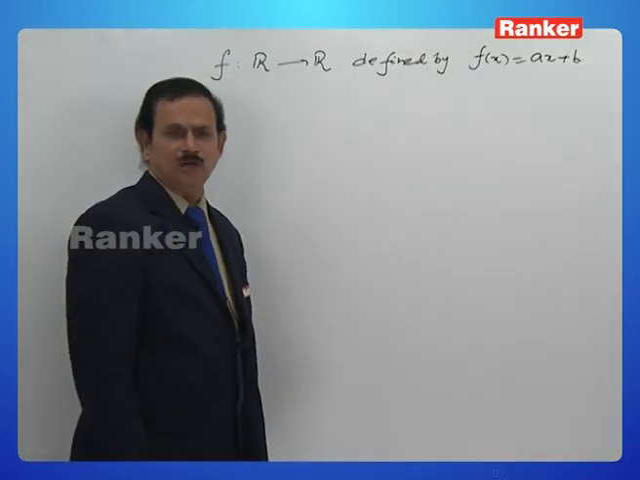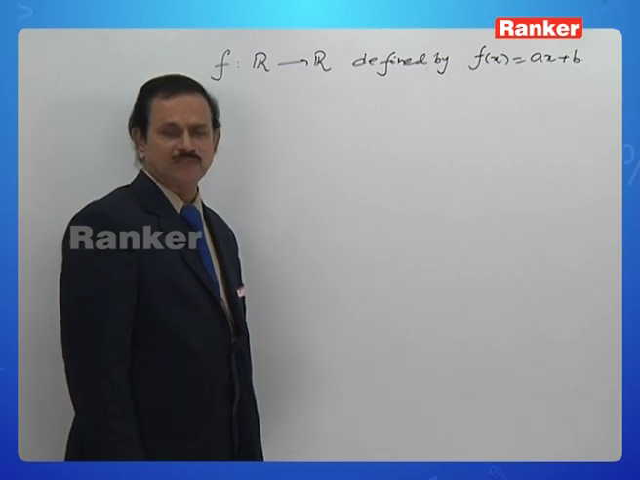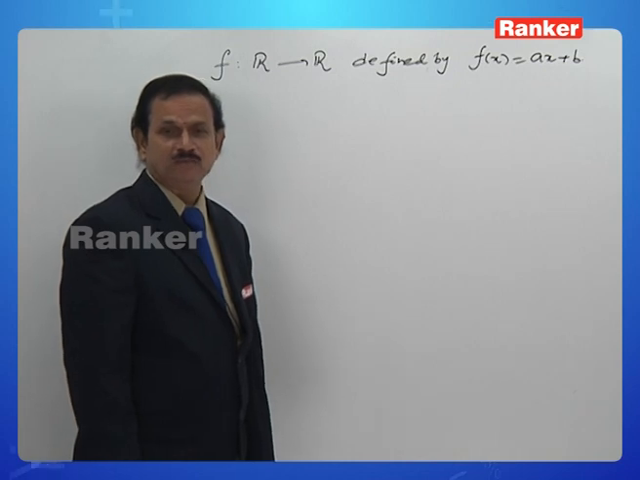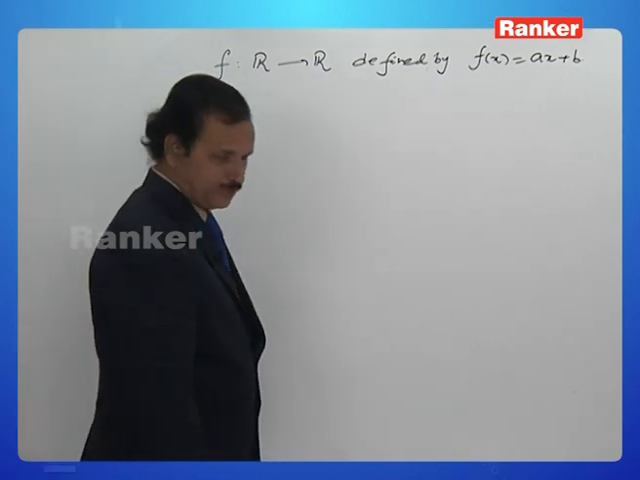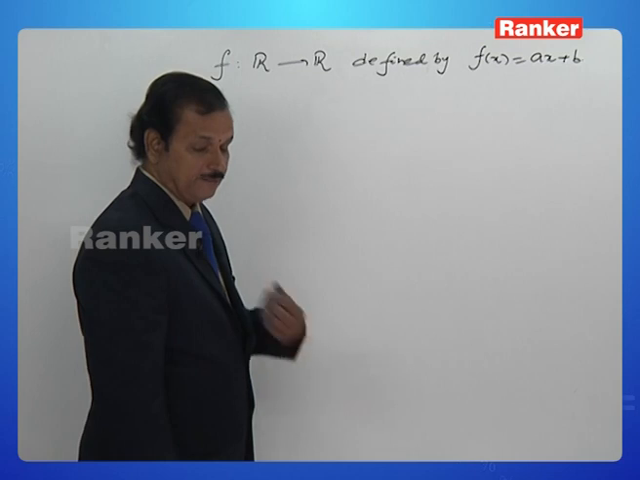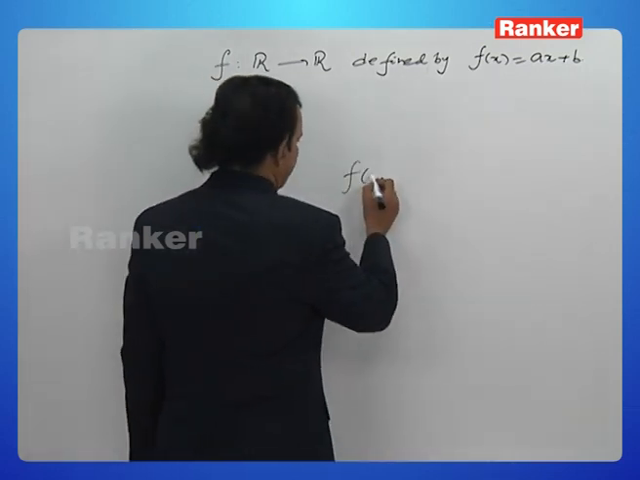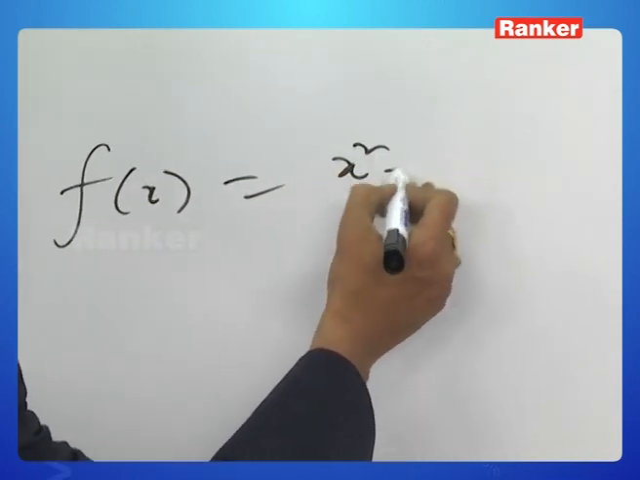Any linear polynomial is 1-1, f of x equal to x plus b. Then what do you say about a quadratic polynomial? It need not be 1-1. Need not be 1-1; I'm not saying that it is definitely not 1-1. Consider an example, f of x is equal to x square plus 1.